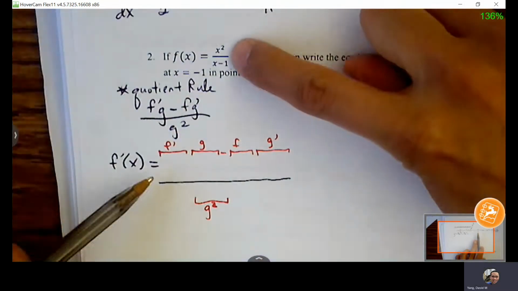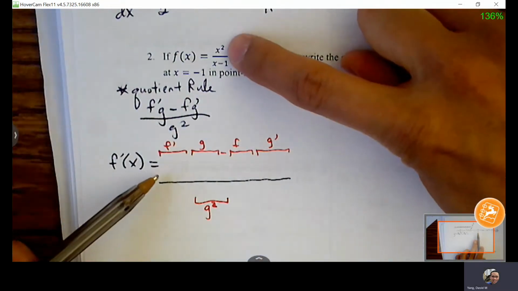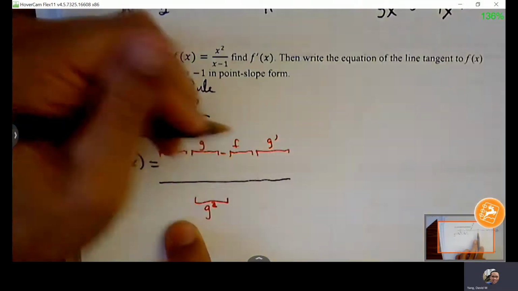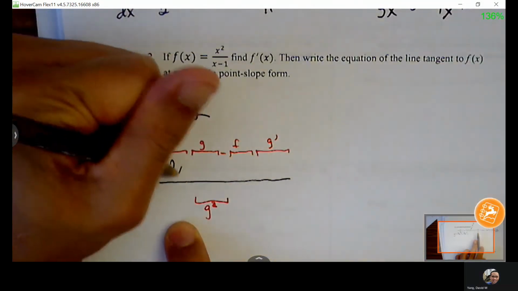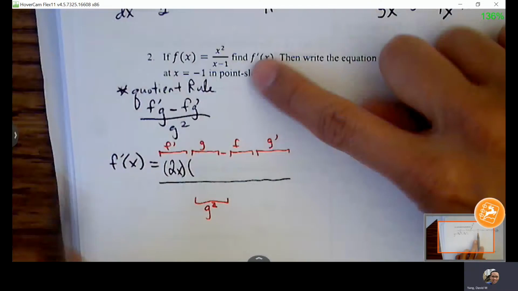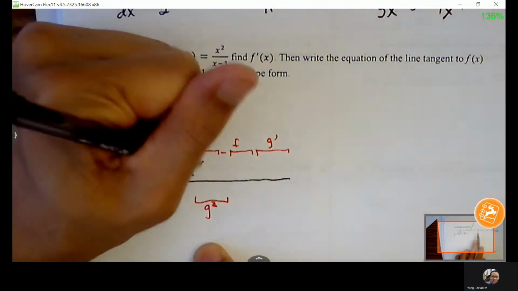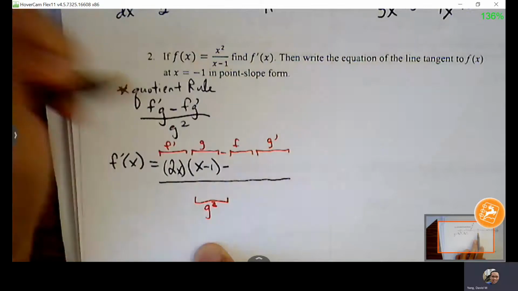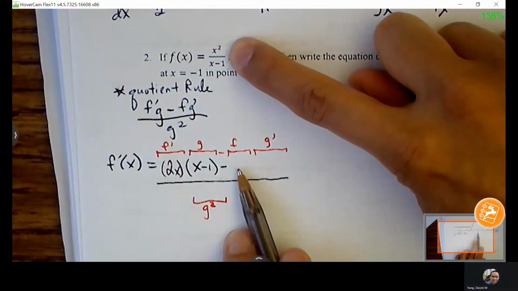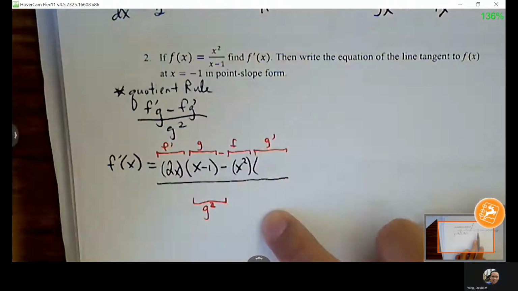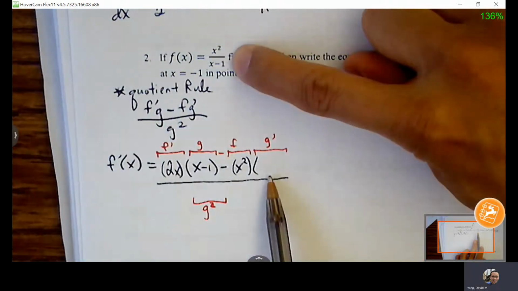Numerator, I'm going to call f. Denominator, I'll call g. Okay, so f prime, I'm going to figure out the derivative of the numerator term. That's what it's asking for, 2x. G is the original denominator. Back to f, no changes. And then g prime is the denominator's derivative.